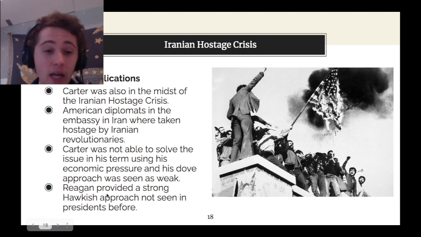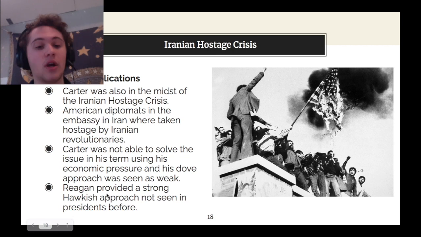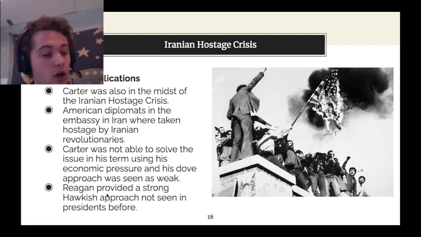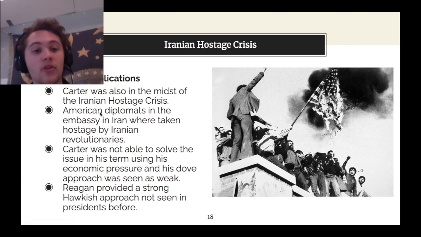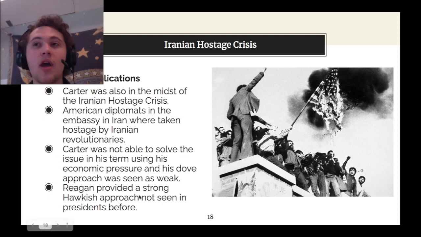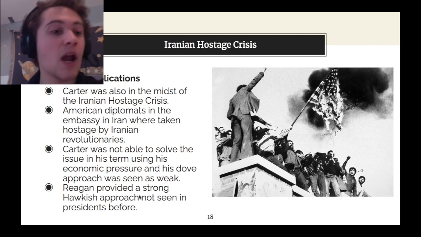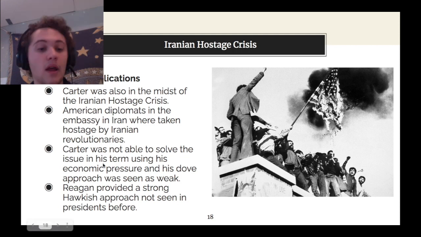And so Reagan provided a strong, hawkish approach not seen in other presidents. He was strong in his foreign policy against powers such as Iran, and more importantly, the USSR. And so this conflict would eventually be solved right in the beginning of the Reagan presidency, and most people would say that this was a consequence of Carter's policies, but of course, Mr.